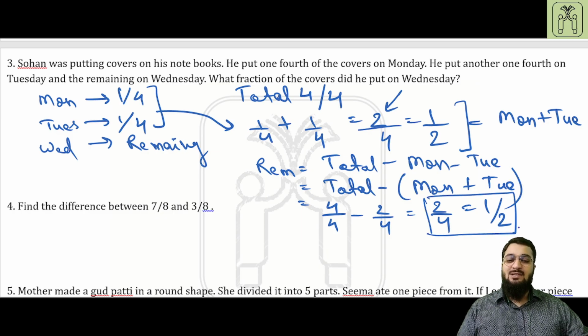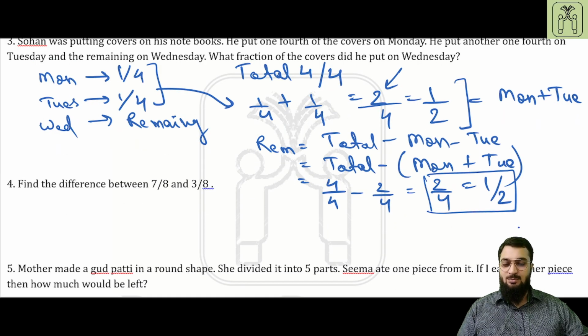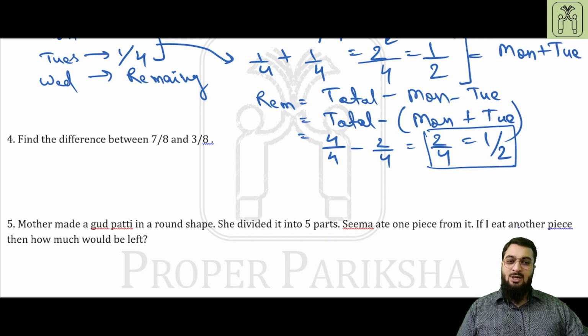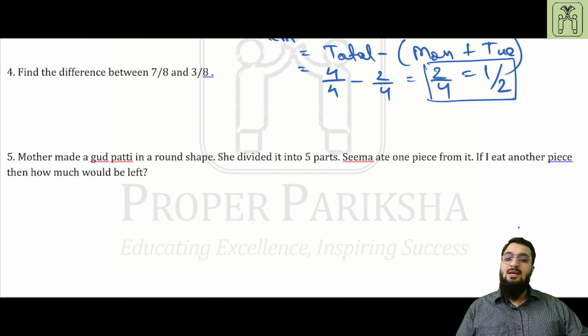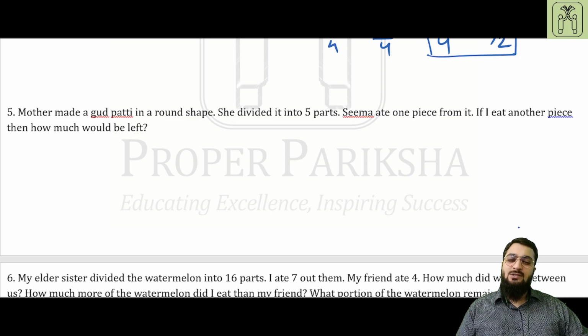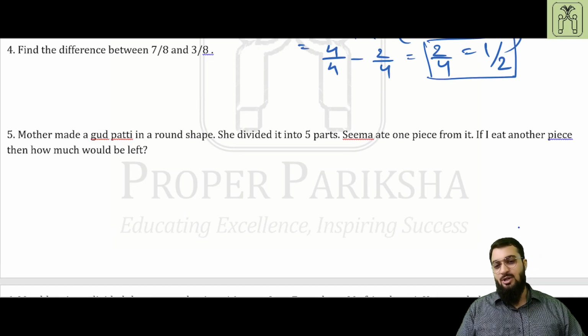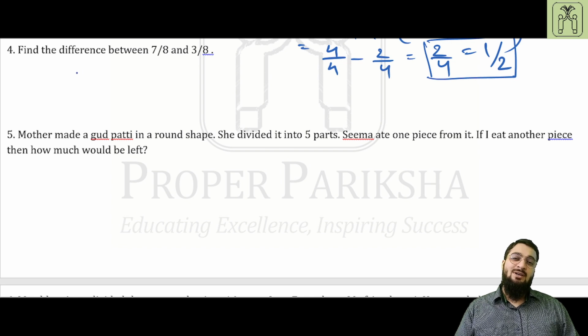Question number 4. Find the difference between 7 upon 8 and 3 upon 8. So you just need to subtract 7 upon 8 and 3 upon 8. I'll show you two methods of doing the same, and what if you do it wrong? How will you know that you have done it wrong? You see that there are two fractions given, 7 upon 8 and 3 upon 8. Generally the fractions given for subtraction will have different denominators and numerators, so you will not have an idea which is greater and which should be placed first before the subtraction sign. So do not worry about that.